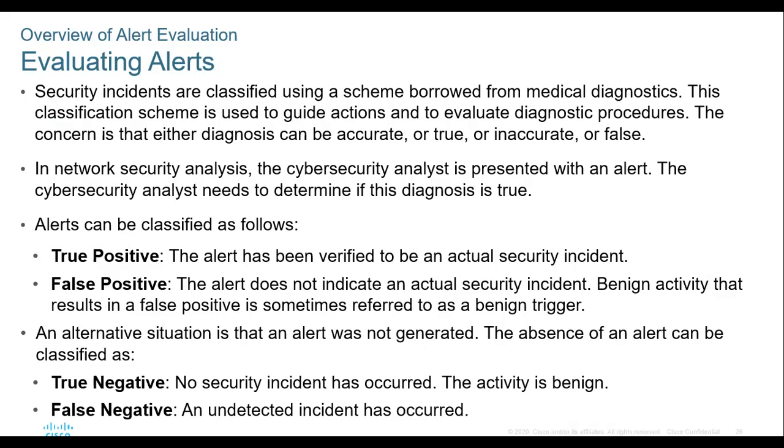Where you have true positive, the alert has been verified to be an actual security incident. Then when you have false positive, the alert does not indicate an actual security incident. Benign activity that results in a false positive is sometimes referred to as a benign trigger. Then the alternative situation is that an alert was not generated. The absence of an alert can be classified as true negative. So no security incident has occurred. The activity is benign. And false negative, an undetected incident has occurred.